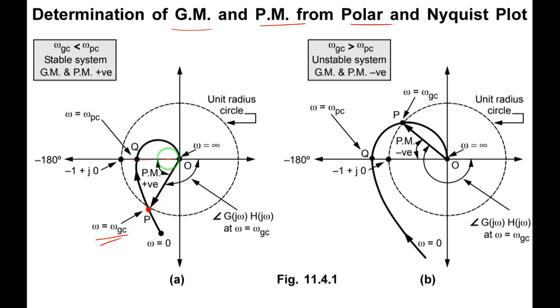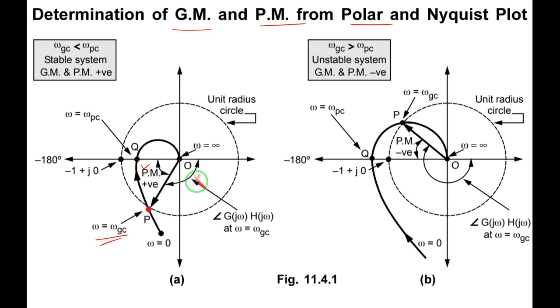So minus 180 degree is the reference line, right? From this minus 180 degree, observe the intersection at omega equal to omega GC. You will get the intersection point P. From origin to this point P, join this line. And minus 180 degree is the reference line. From this, you measure the angle. This will give me the phase margin, this angle.